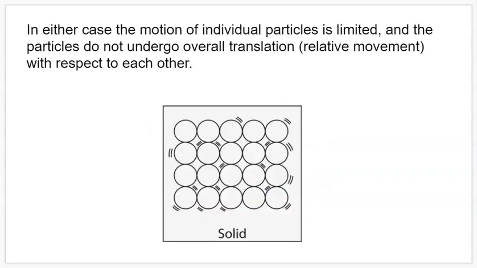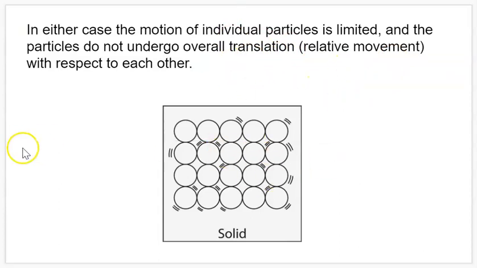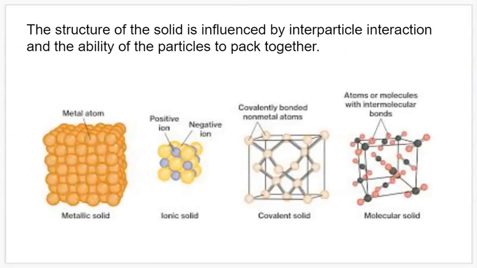And in either case, since they're solid, the individual particles' movement is limited. So like I said before, they can vibrate, but they're not going to move to different positions. And the fancy wording for this is undergoing overall translation. Translation is a word for relative movement that is used a lot in physics. So yeah, the atoms aren't really going to be moving around very much besides sort of vibrating in place depending on the temperature. And the structure of the solid is influenced by the interparticle interaction and the ability of the particles to pack together.